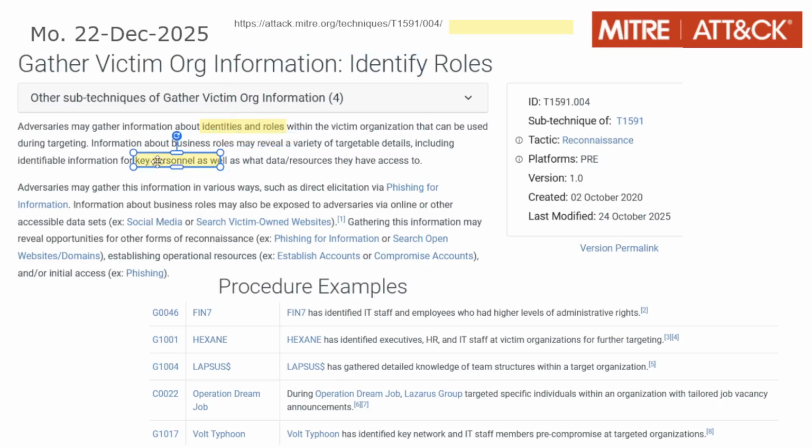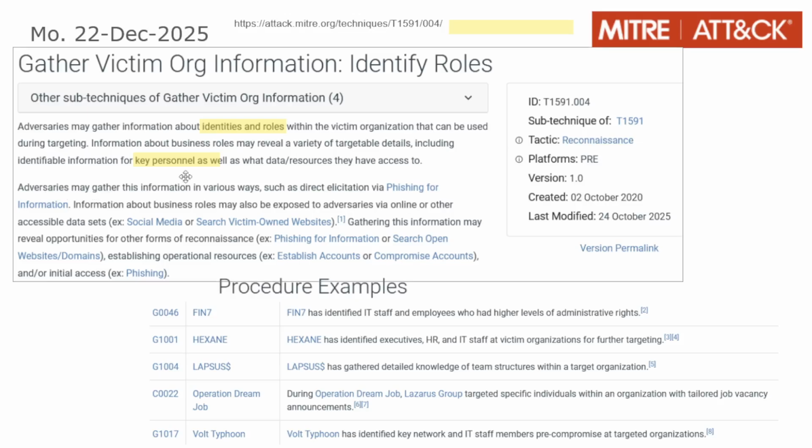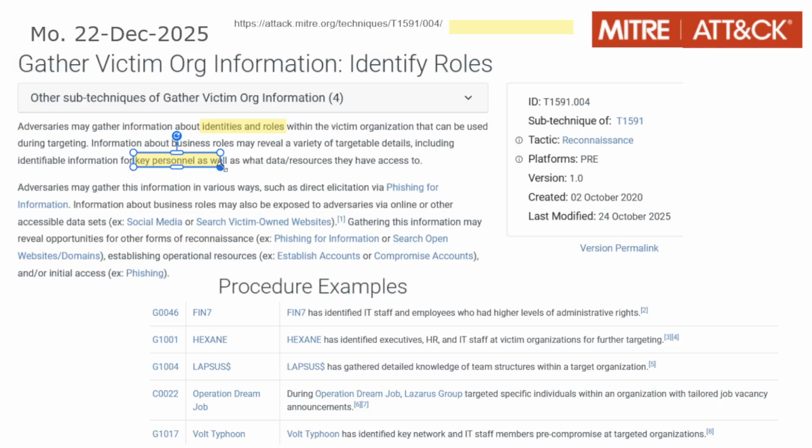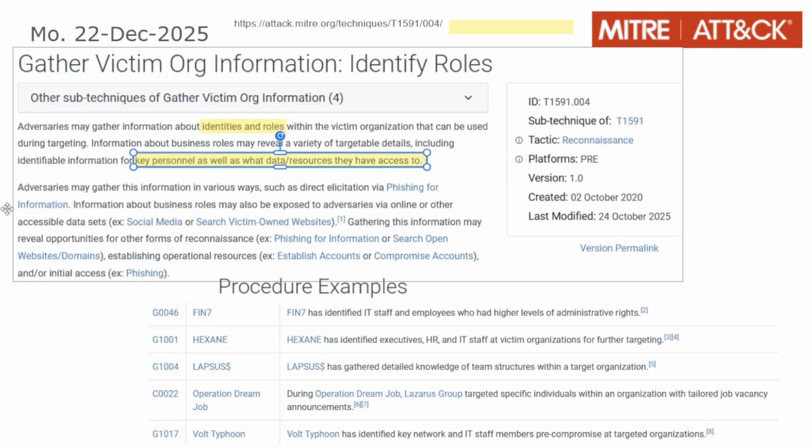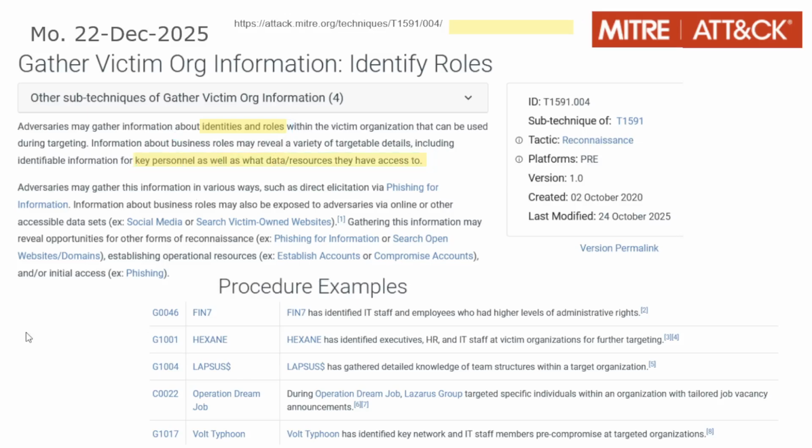Yes, I struggled with these words a little bit, so let's read it again. Information about business roles may reveal a variety of targetable details, including identifiable information. That is a tongue twister for me. For key personnel as well as data resources they have access to. Let's mark this whole sentence. You want to know who's working in a company and what resources they can access. And the bottom sentence we are not going to read, it's the same thing.